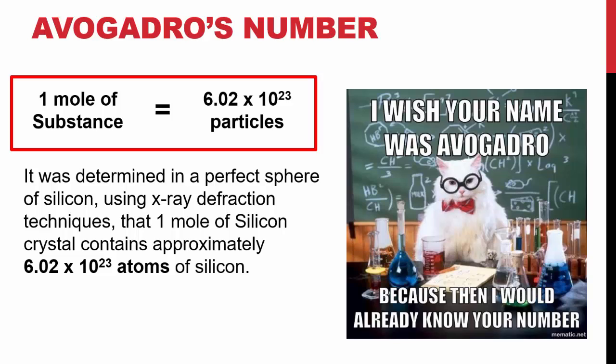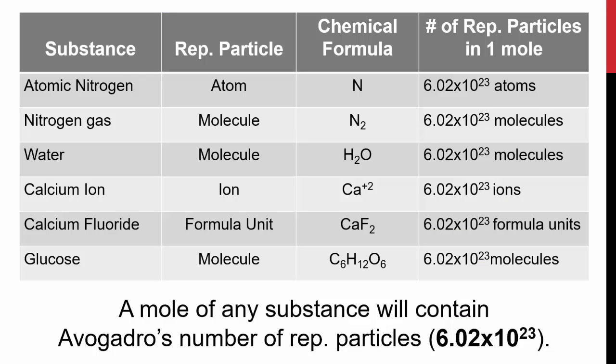So this number, a very big number, tells us how many pieces are in what we call 1 mole. So 1 mole of any substance is considered 6.02 times 10 to the 23rd. It could be any representative particle. It could be an atom, a molecule, a formula unit, an ion, anything. If we say we have 1 mole of it, that means we have 6.02 times 10 to the 23rd of it. So atomic nitrogen, which is 1 nitrogen atom, if I have 1 mole of it, I have 6.02 times 10 to the 23rd atoms, and so on and so forth with the rest of that chart.